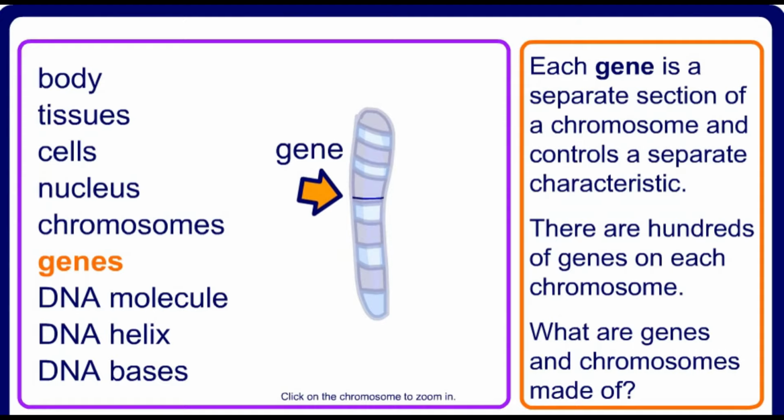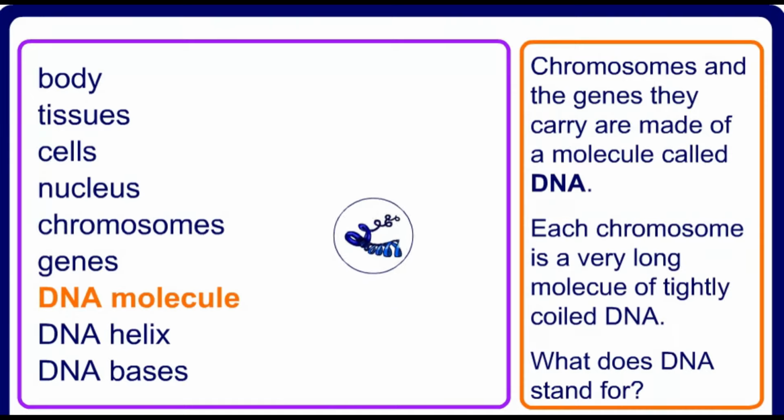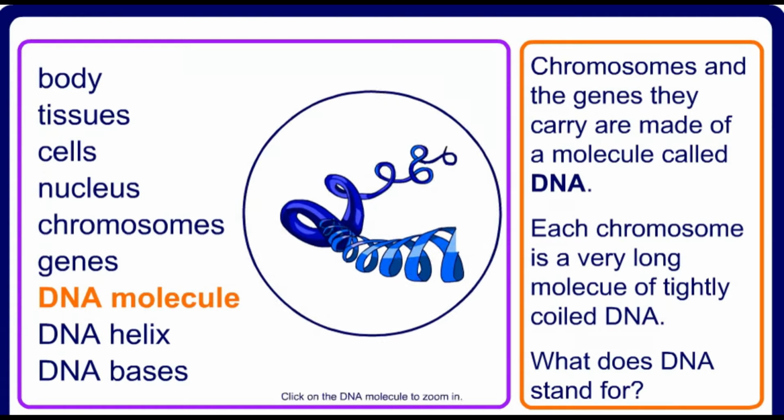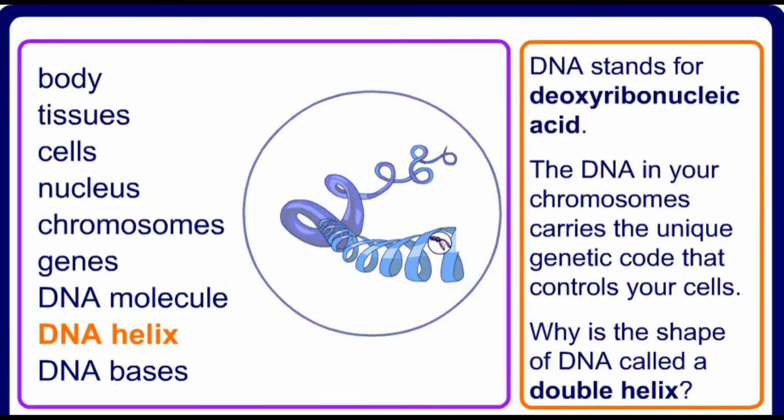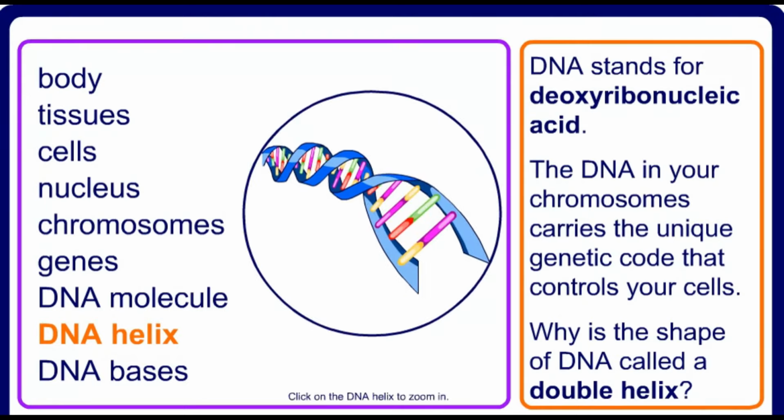Now, from here, ano nga uli? What are genes and chromosomes made of? From here, they are made up of DNA. DNA stands for deoxyribonucleic acid. Each chromosome is a very long molecule of tightly coiled DNA. So from the DNA, as you can see, its structure is what is known as the double helix. The DNA in your chromosomes carries the unique genetic code that controls your cells.